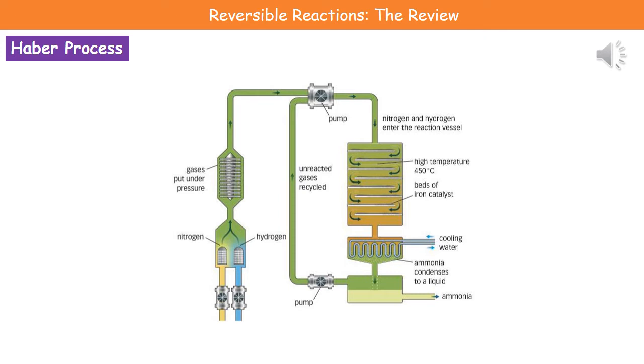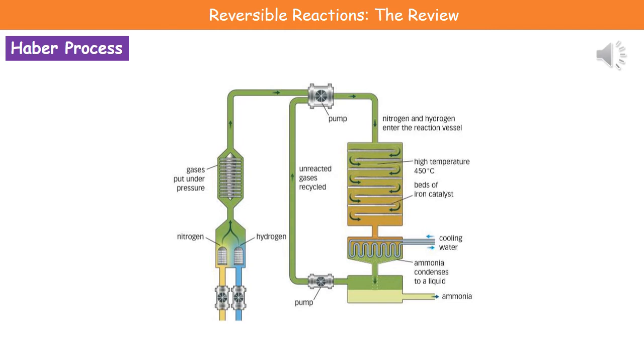Now that reaction vessel is at a very high temperature of 450 degrees centigrade, and as you can see, those little lines in there are beds of iron catalyst, and the catalyst speeds up this reaction. So as the nitrogen and hydrogen pass through the reaction vessel over the iron catalyst at the temperature of 450 degrees centigrade and the high pressure, then we will see them combining to make ammonia.